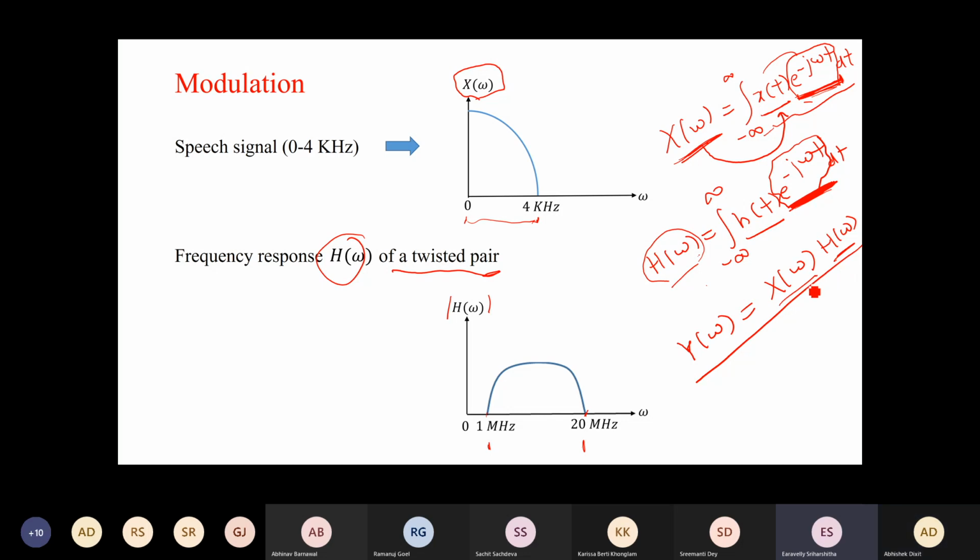Okay. So even without using any maths, I have just used vector analysis. I can say Y(omega) is X(omega) times H(omega). Any question on this part?